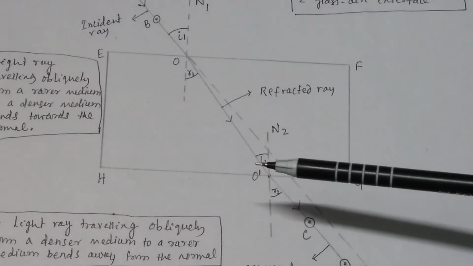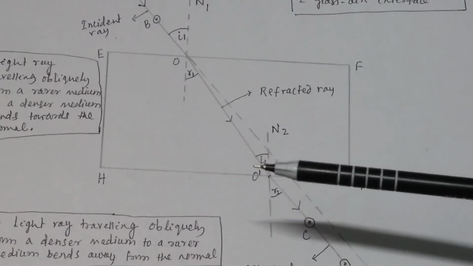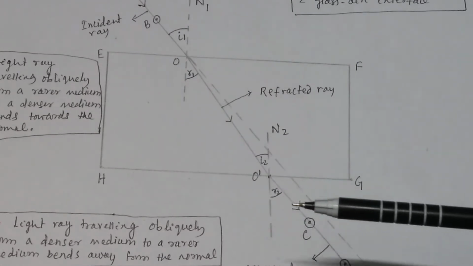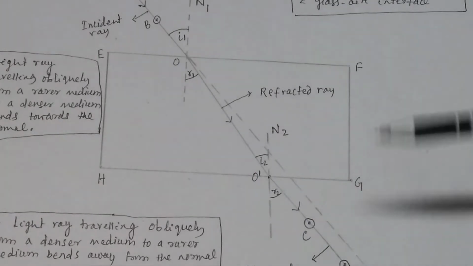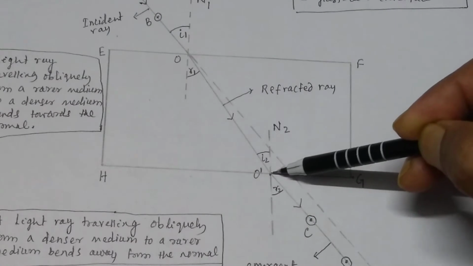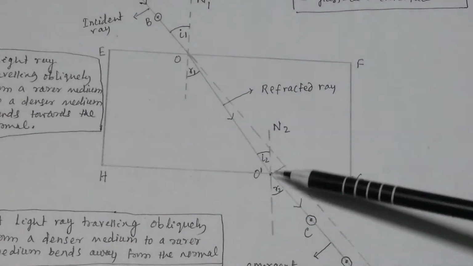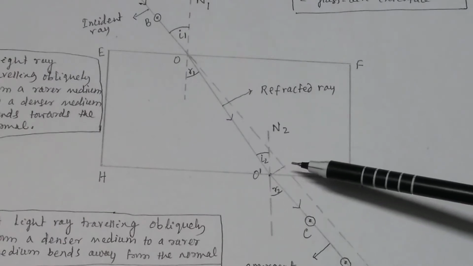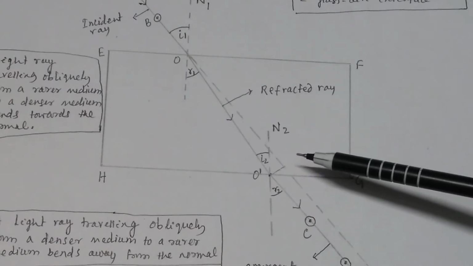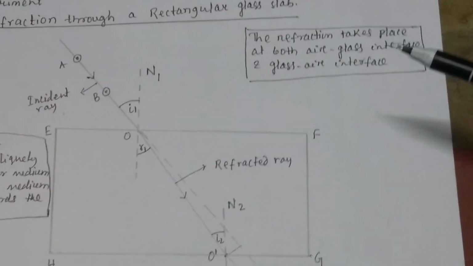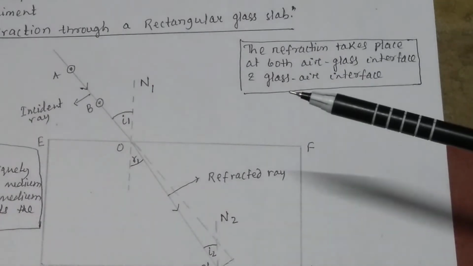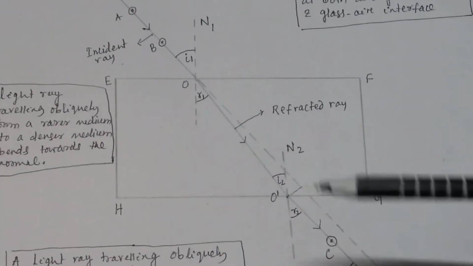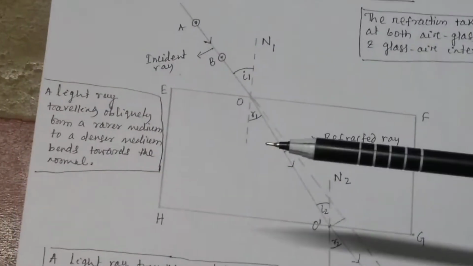Due to refraction, the light has been bent, and it is traveling in the air medium along the same direction. If you draw a normal from O to this line, this is called the lateral displacement of the ray. So the refraction takes place at both the air-glass interface and the glass-air interface. Here, this is your air-glass interface and this is your glass-air interface.